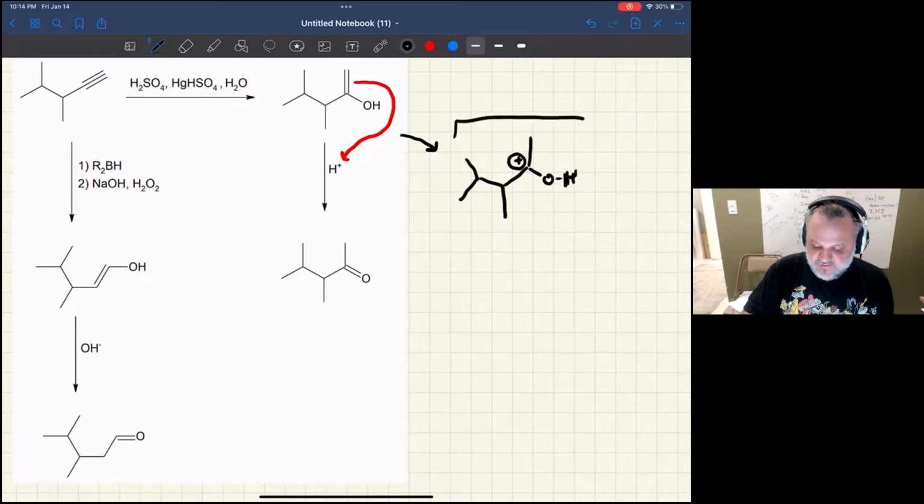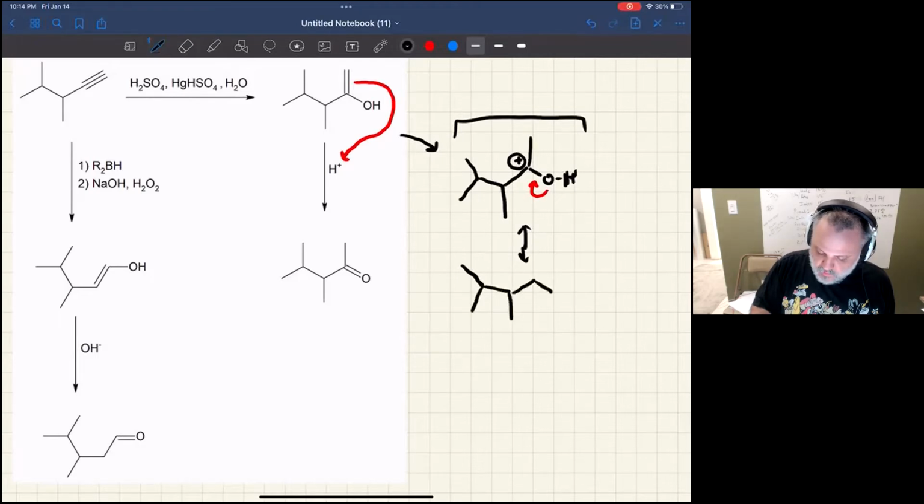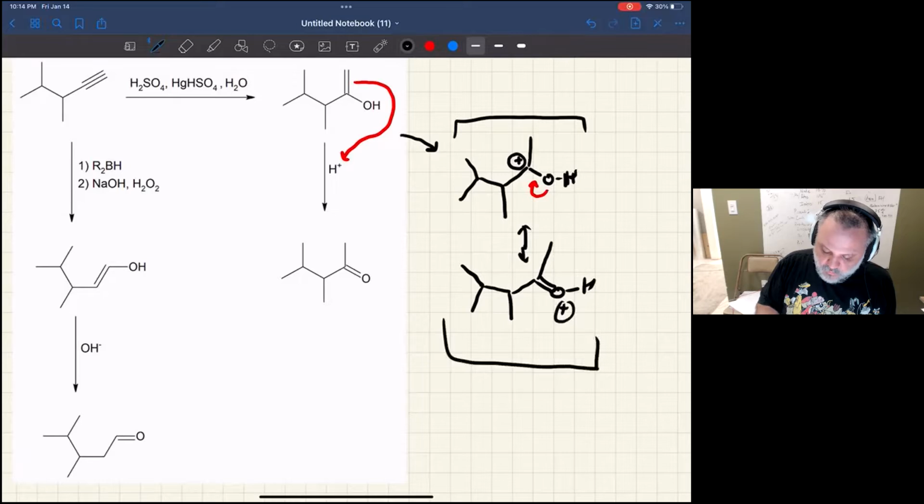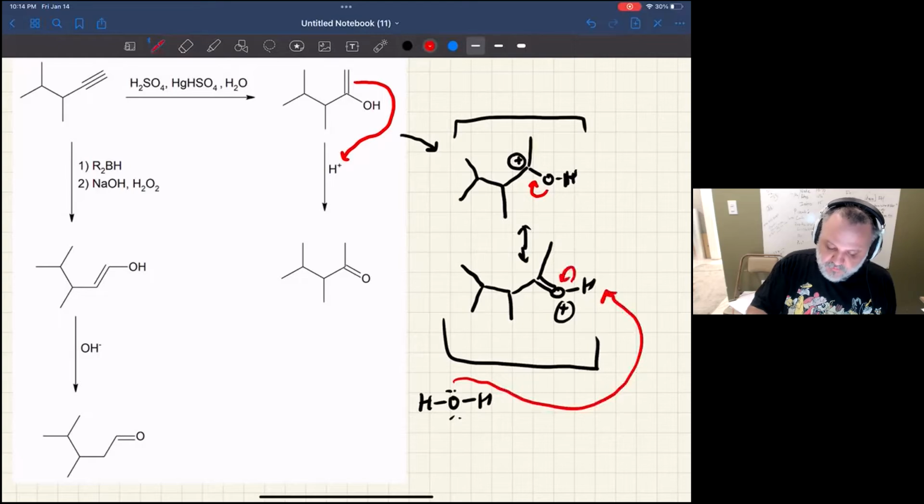Now, there's going to be some resonance that I can show with that OH group right next to the cation. I can show a protonated carbonyl group as one of the resonance structures, like so. And then finally, a water can come along and deprotonate that carbonyl group, and that's what forms the neutral carbonyl product.